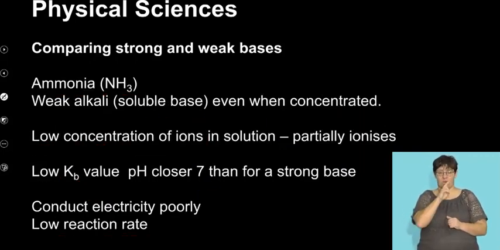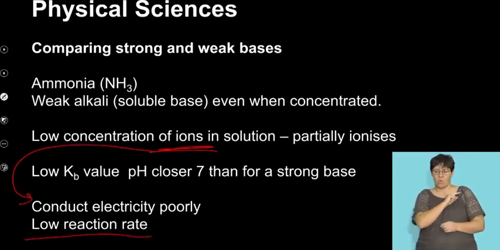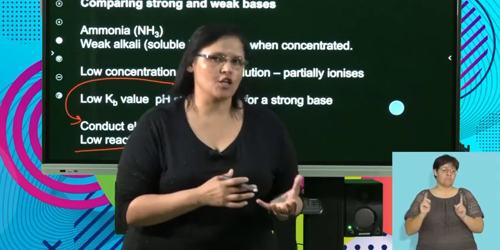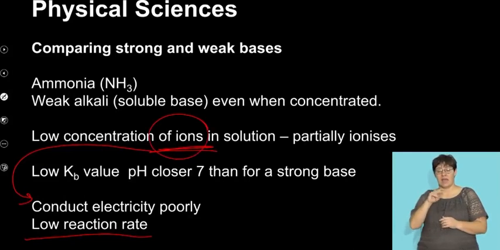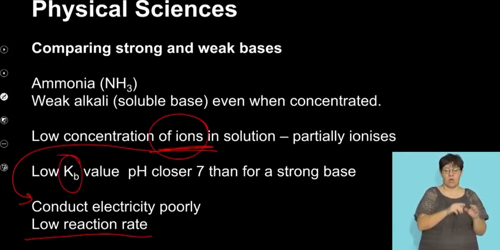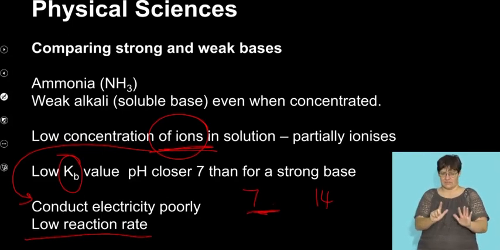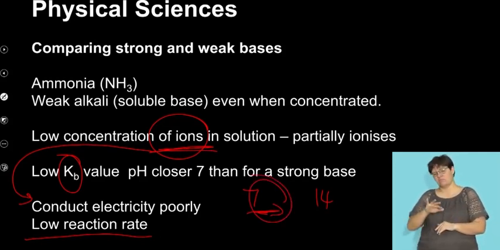When we look at ammonia, which is a weak base, a weak alkali, a soluble base in water, even if it's concentrated, it's got a low ion concentration, meaning it will conduct electricity poorly. Because of the few ions in solution, there will be fewer effective collisions per unit time, and a lower rate of reaction. And the low ion concentration also leads to a low Kb value, meaning that the pH is closer to 7 on its way to 14, but a weak base will be more or less there.